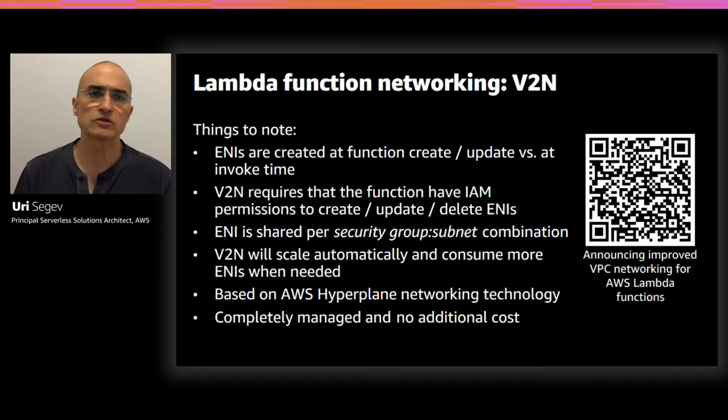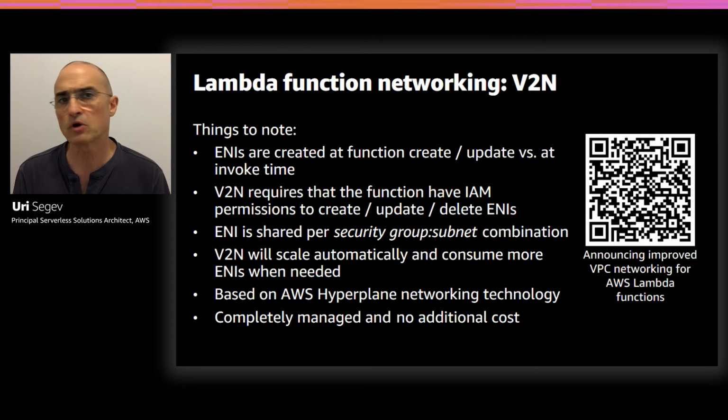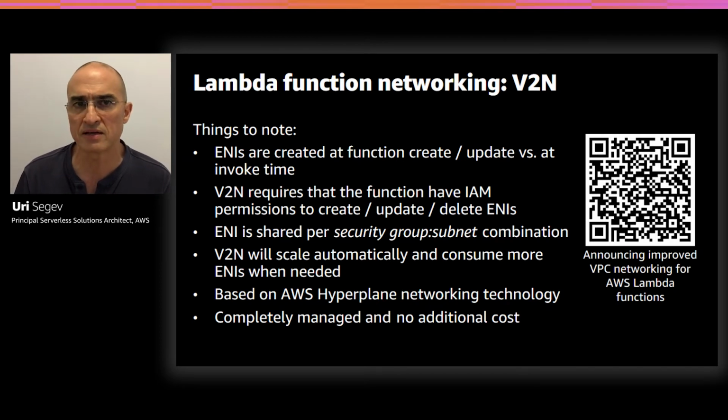V2N requires, of course, that the function has the right permissions to create those ENIs, delete them, and so on. ENIs are shared by all the functions that are attached to the same subnet and utilize the same security group. So if you have two functions attached to the same subnet and both of them are using the same security group, we're only going to create one ENI in that subnet. That said, if we have a lot of traffic going through that subnet, then we're going to automatically auto-scale the number of ENIs so that they will support the needed amount of traffic.